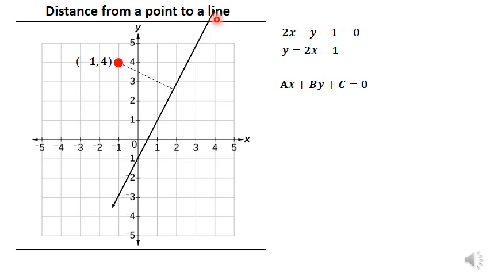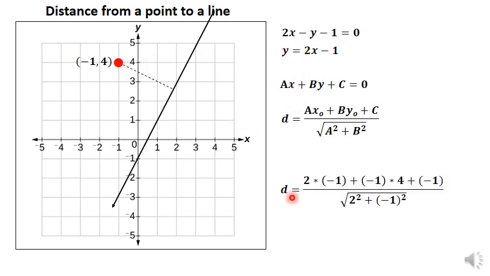Assuming that the general equation of our line is ax plus by plus c is equal to 0, then we can determine the distance from a point to a line using this formula, where xo, yo is the coordinate of that point. So for example, this line and that point.